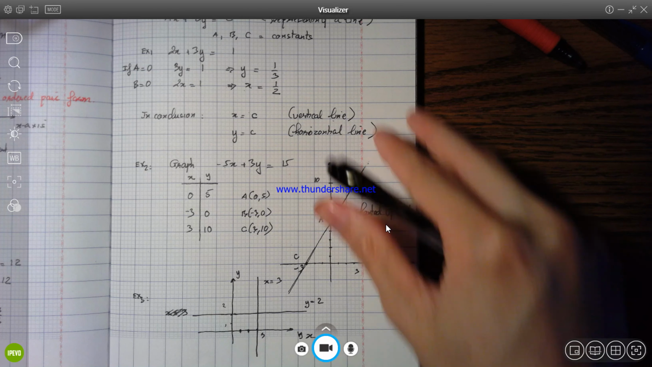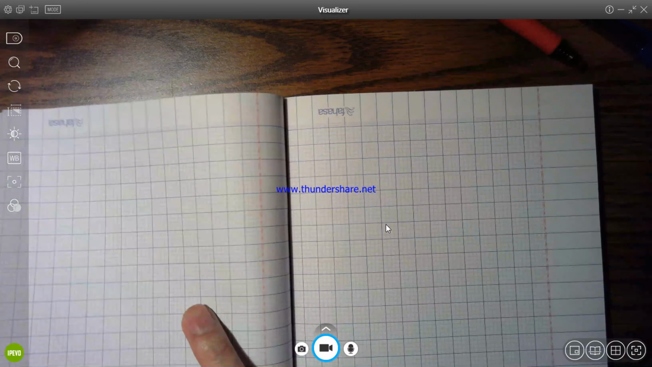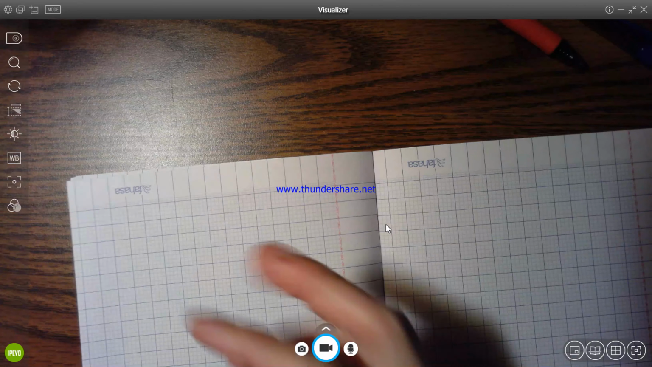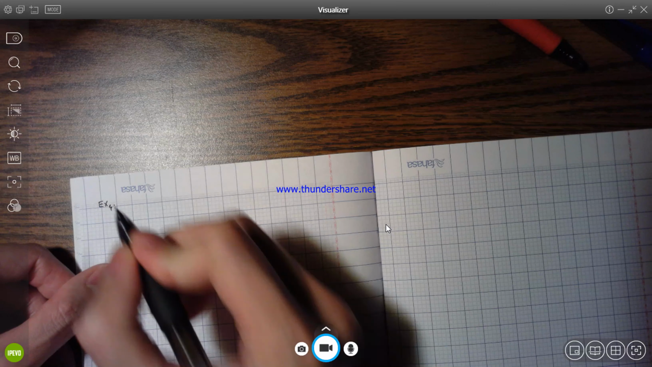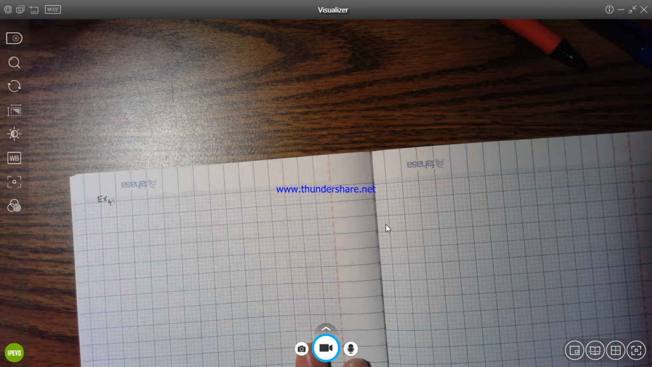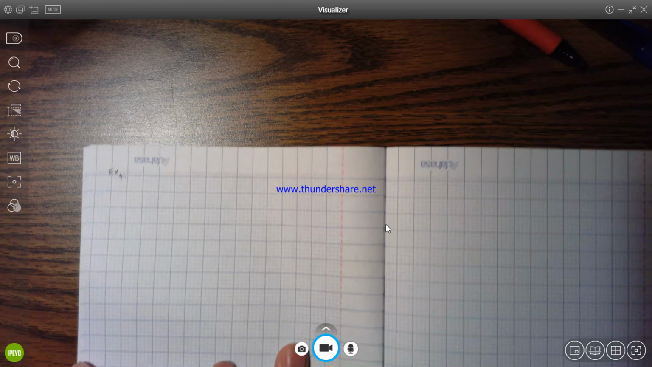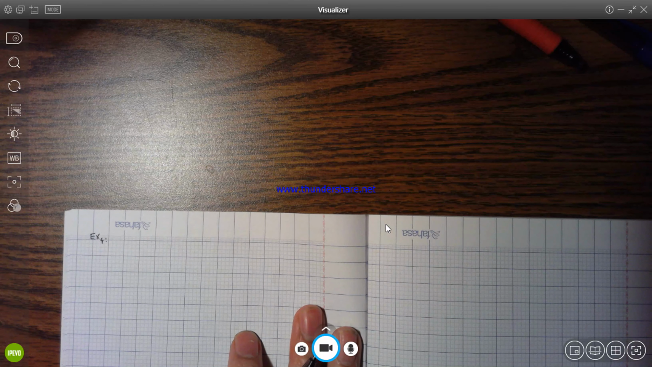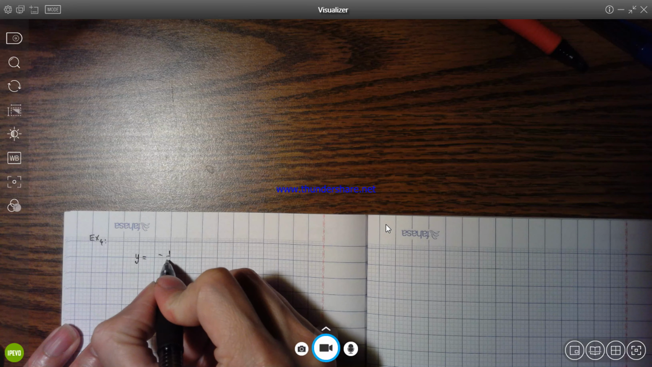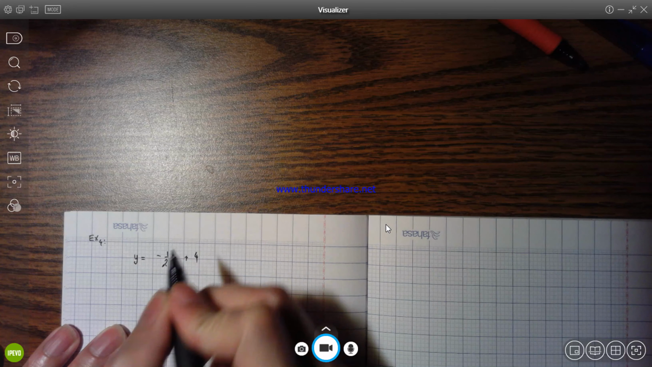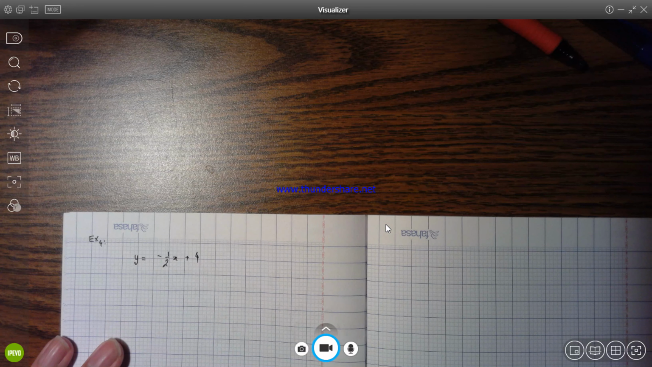Example number 4. Okay, what if my equation is not in the form ax plus by equals c? What if it's like this? You see that it's not in the form ax plus by equals c.